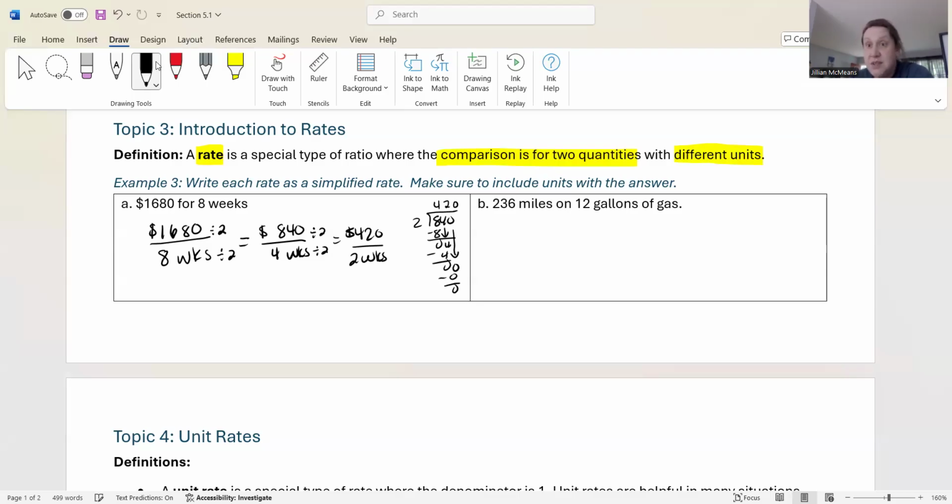Well, they're both still even, so we can divide by 2 one more time. And when we divide both of these by 2, we get that 420 divided by 2. Hopefully this one you can see 420 divided by 2 is $210. And then 2 divided by 2 is 1 week. So if this was money, say that you earned $1,680 in 8 weeks, we could ask, well, how much did you earn in a single week? We would say $210.